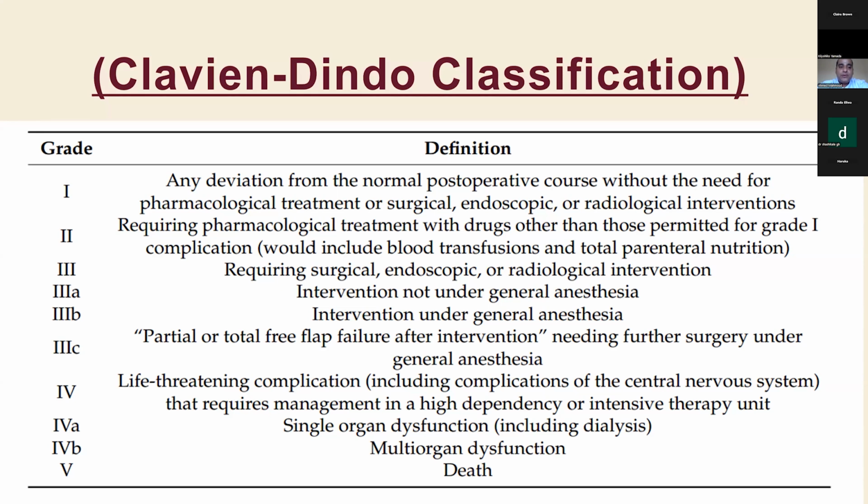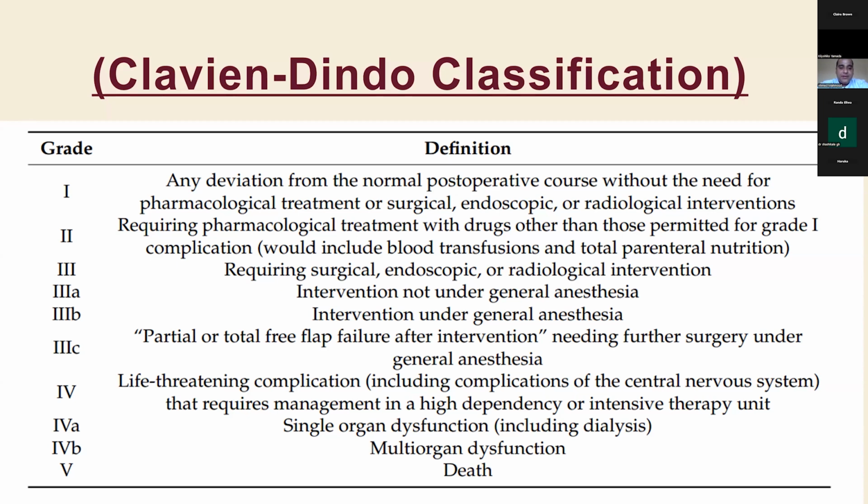And grade 2 requires pharmacological treatment with drugs other than those permitted for grade 1 complications, such as blood transfusion or total parenteral nutrition. Grade 3 requires surgical, endoscopic or radiological intervention, and this is divided into A and B. A is for intervention not under general anesthesia, and B is for intervention done under general anesthesia.